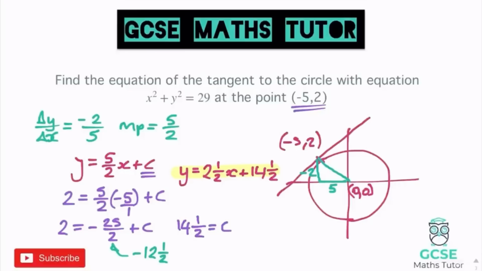You need to find the gradient of the radius, which remember always goes from 0, 0, so it's actually just the y coordinate over the x coordinate at that intersection. Then do your perpendicular gradient, so your negative reciprocal, put it into y equals mx plus c, sub in your coordinate, solve it for c, and then write the equation of the line. Okay, so lots of steps there, so hopefully you've made some good notes on this.